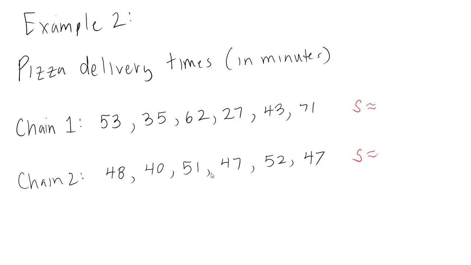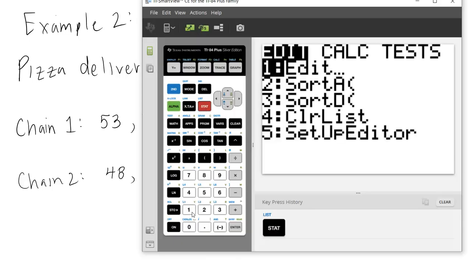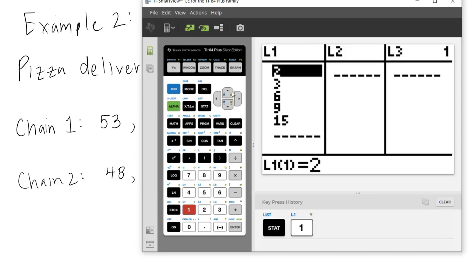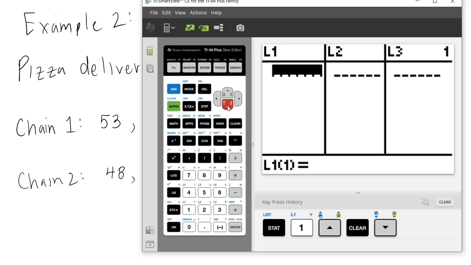Now I'm going to walk you through the steps for each of these. But if you feel comfortable, you should really try doing it on your own. Or watch me do it once, pause the video, and then see if you can do it on your own after seeing me do it. You want to get comfortable with this calculator because we're going to be relying on it so much. So for chain 1, I'm going to go to the lists, stat, choice 1. I'm going to clear out the old list by pushing the up arrow, then clear and the down arrow. And now we're going to type in these delivery times.